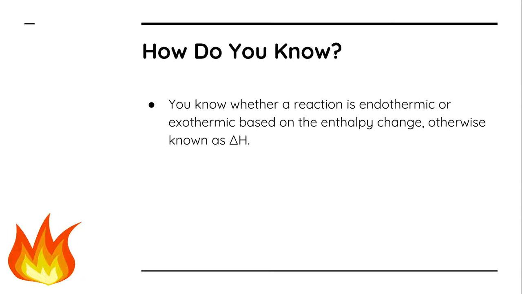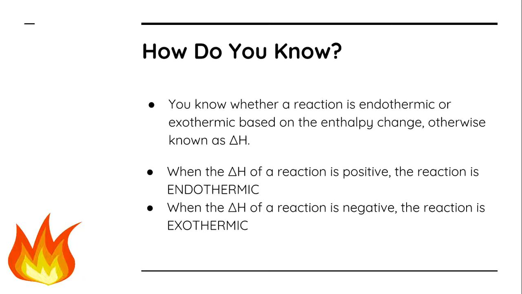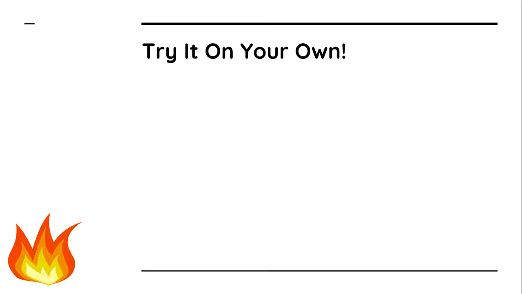So how do you know which reaction will be endothermic and exothermic? Well, first, you know whether a reaction is endothermic or exothermic based on the enthalpy change, otherwise known as delta H. When the delta H of a reaction is positive, the reaction is endothermic. So when the delta H is positive, it means that heat is being taken in to the system. When the delta H of a reaction is negative, the reaction is exothermic. So when heat is being released, it is being taken away, meaning it is negative. So now we'll try a couple problems.